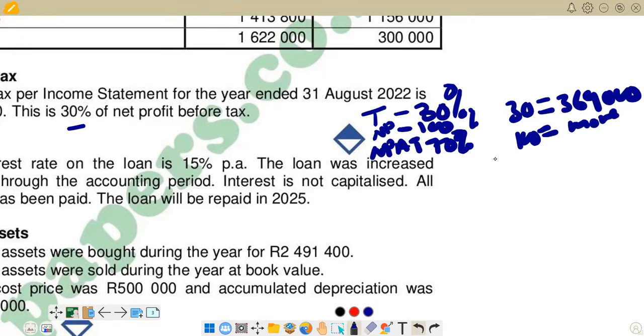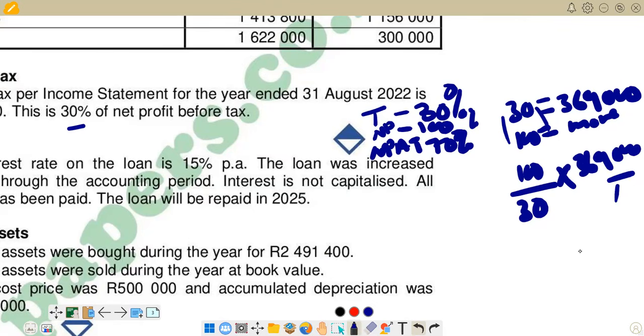So we can make this proportion and say 100% is the figure that we want. So it's a bigger side, so it becomes our numerator. And then the given percentage will be the denominator. And then we multiply by the given figure, 369,000 over 1. So if you do that, you are going to get a bigger figure there, which is 1,230,000. So this is the figure that we are going to start with in the statement that we are going to prepare to calculate cash generation from operations.